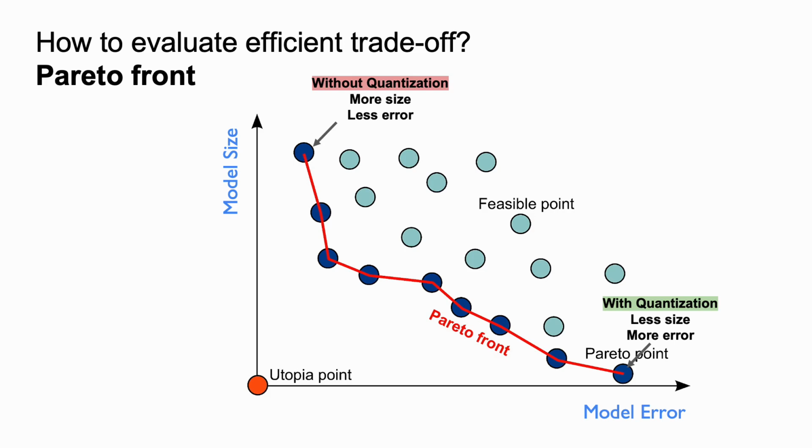Here's an example of a Pareto graph. Normally, the closer to the origin point the Pareto front is, the more efficiently it handles the trade-off. But what's the Pareto front?